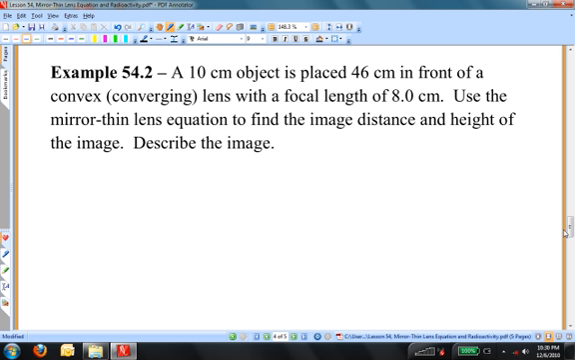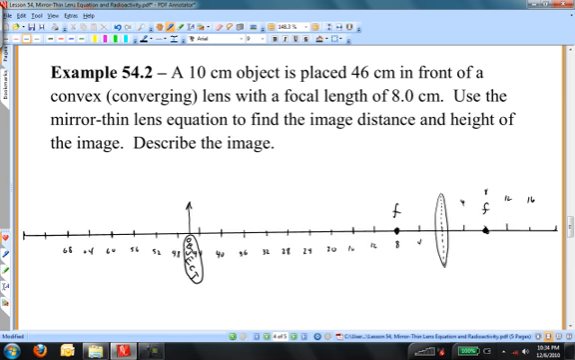A 10 centimeter object is placed 46 centimeters in front of a convex converging lens with a focal length of 8 centimeters. Use the thin lens equation to find the image distance and height of the image. Describe the image. Just as a reminder, describing the image means to talk about the nature, size, and orientation of the image. Let's begin with a scaled ray diagram.